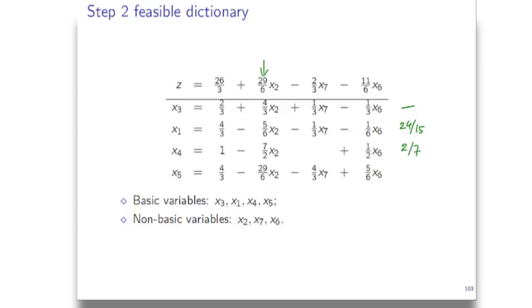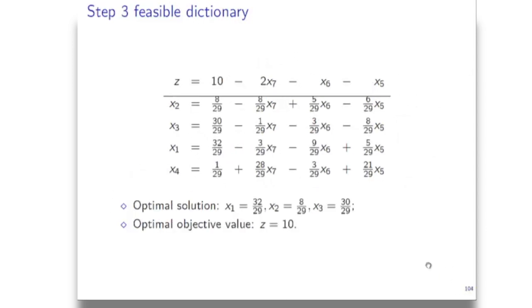And finally, for the last row, we'll have 4/3 divided by 29/6, which will give us 8/29, I believe. The smallest among these values is 8/29, so this is the ratio test winner. So this is our pivot row. x5 will be the leaving variable. From the pivot row, of course, we would express x2 through x5, and then we would plug in the expression for x2 instead of x2 in every other row. And as a result, this is what we get.